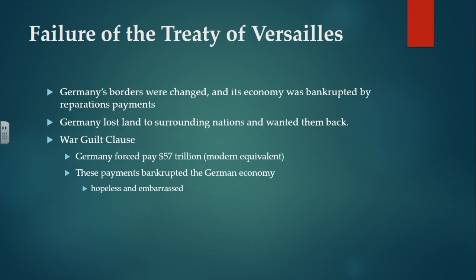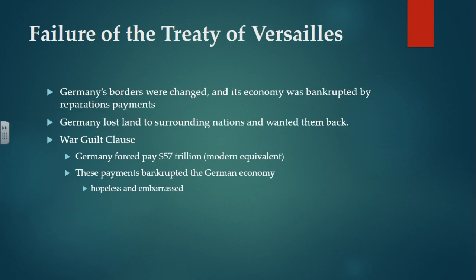Now, the war guilt clause in the Treaty of Versailles simply stated that Germany was 100% responsible for causing World War I. Now, if you look back at history, you understand that one country is not fully to blame. However, the rest of Europe had more votes, and they really didn't care what the Germans thought, so they blamed the Germans for all of this. Germany is going to be forced to pay 57 trillion, okay, that's a modern equivalency, $57 trillion in order to pay off World War I.